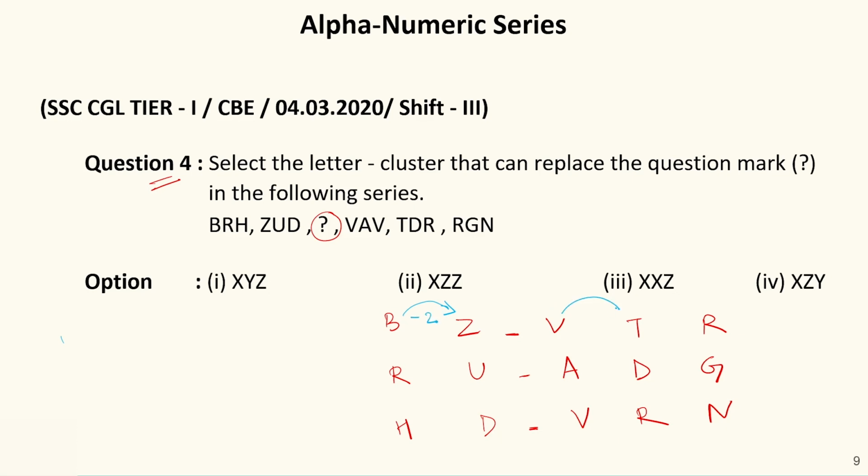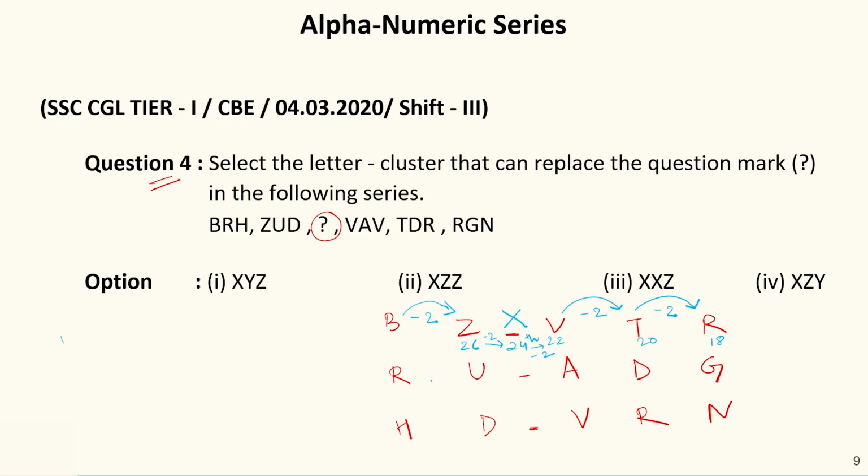From V, if we are going to T, V is positioned at what? V is positioned at 22. T is positioned at 20. So we are going 2 backwards. And from T to R, again, this is 18th position. We are going 2 positions backward. So Z is 26th position. So we have to find the 24th position letter, because we are going -2, and here also we are going -2, right? So the 24th position letter will be X.